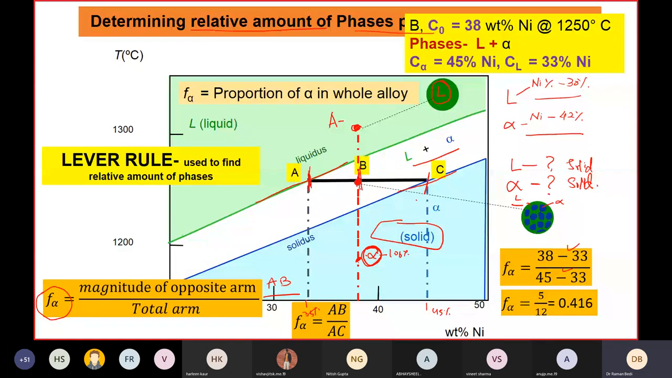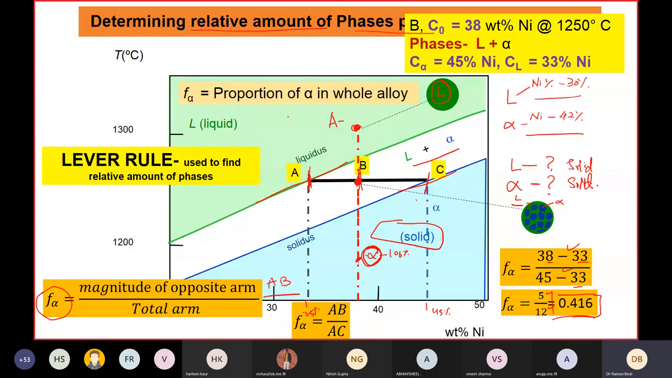You take the length of AB. It is 38 minus 33. It is, let's say, 33 here. And the total length of the lever, I vary it as 45 minus, this is around 33. So the same one, 33 here. And we say it is 5 upon 12. And the relative proportion of alpha, that is the solid phase, now comes as 0.416. That means at point B, the solid proportion is around 41.6%.